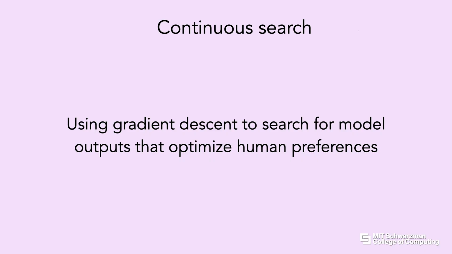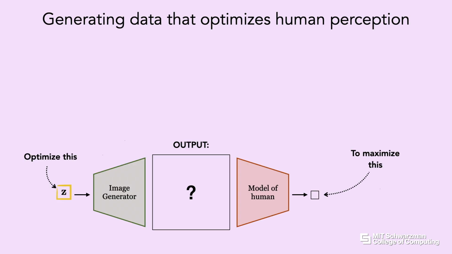Okay, so so far I've only talked about discrete search because I was focusing on language models, which are discrete models. But you can often also do continuous search. So what is continuous search? I'll give an example from some of my work from a few years ago.